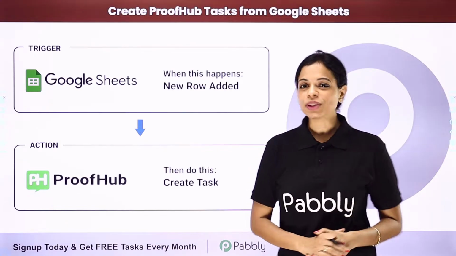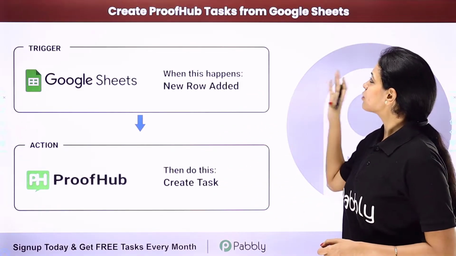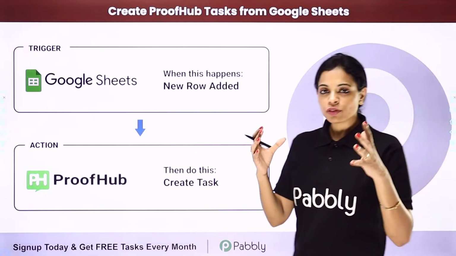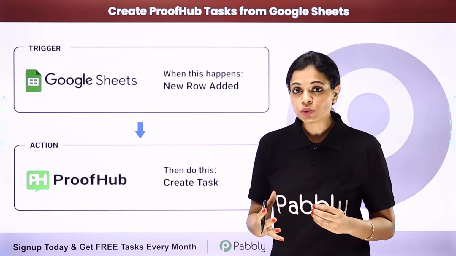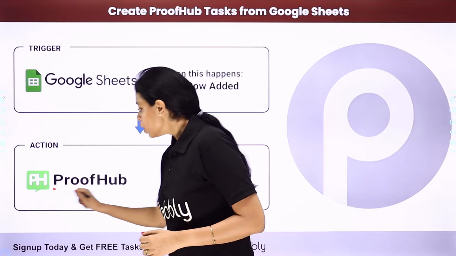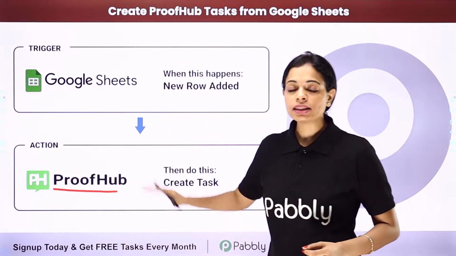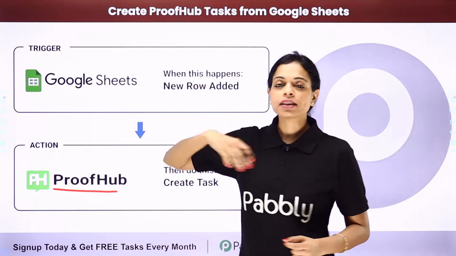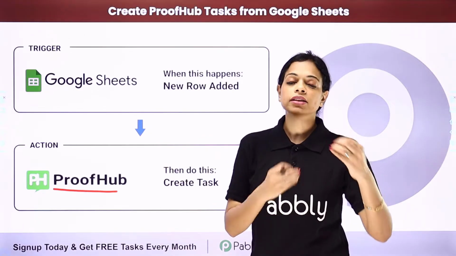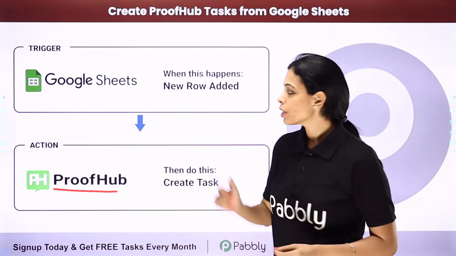In this video, we are going to see how to create ProofHub tasks from Google Sheet. So let's say that you have got certain data regarding a task that you wish to create on ProofHub, which is a project management tool, and the details are there in Google Sheets, like the project title, description, and then the due date, start date, etc. Now, what do you want?